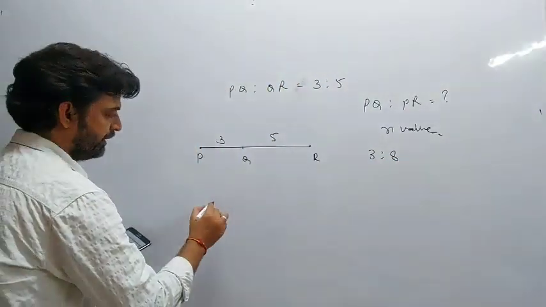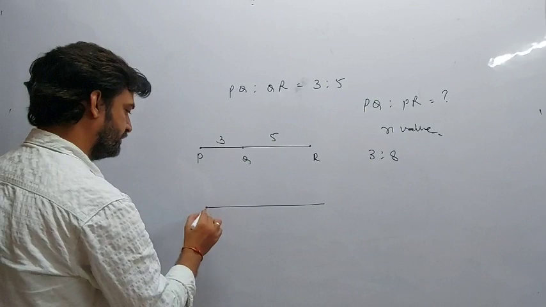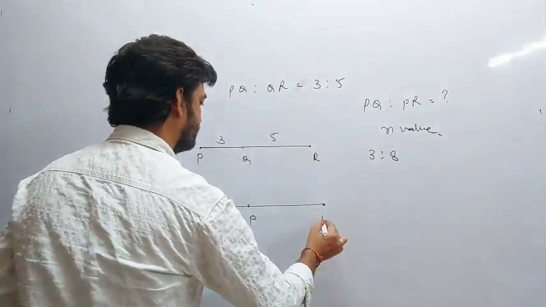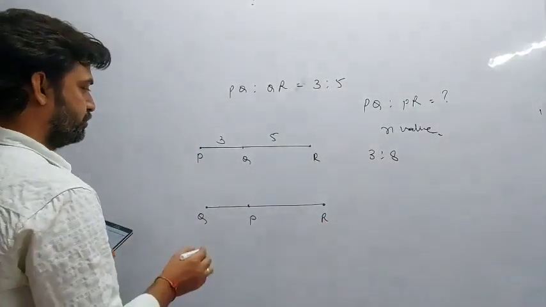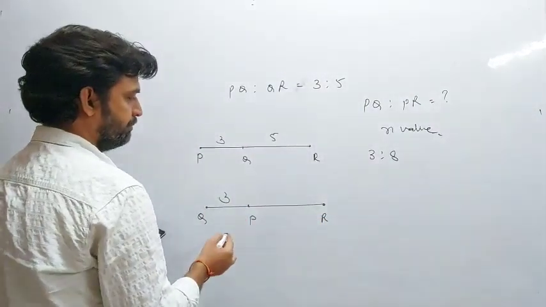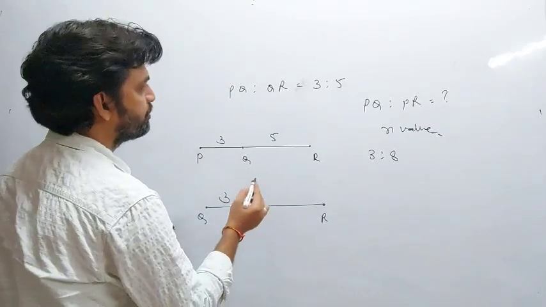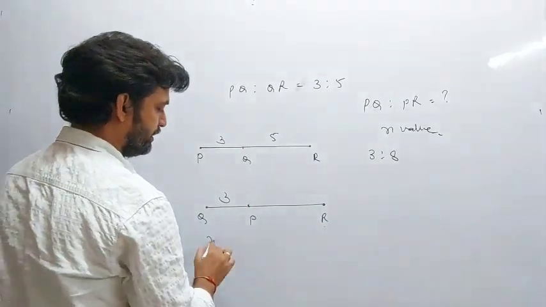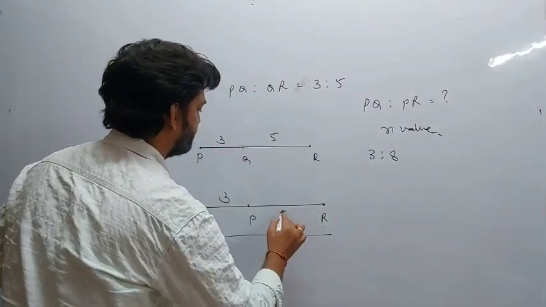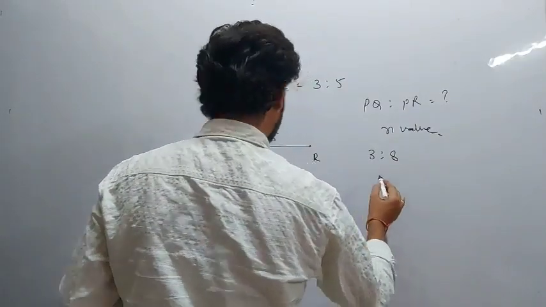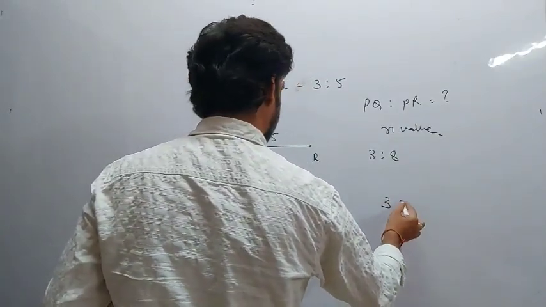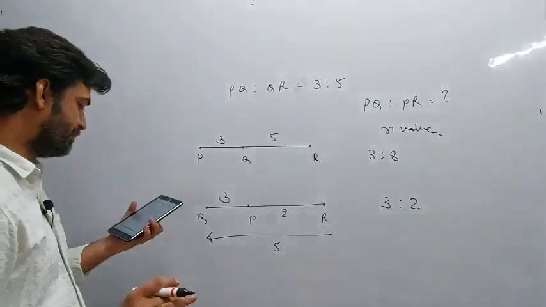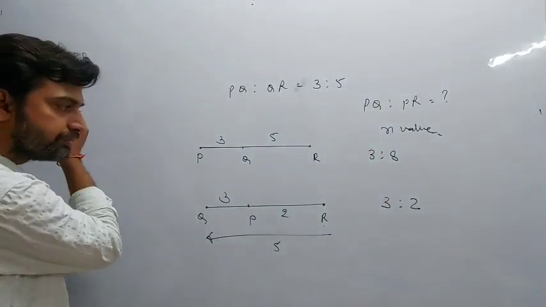First possible value. We are talking about it again. This is Q, this is P, and this is R, right? So according to the question, PQ is 3 and QR is 5. So the total is 5, and this becomes 2. So according to this, PQ is 3 and PR is 2. This is the second value, right? 2 values are there.